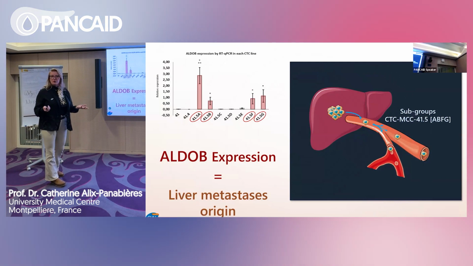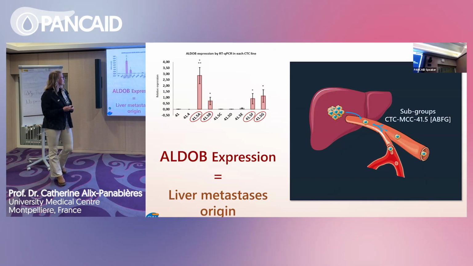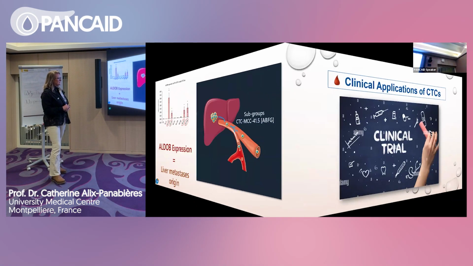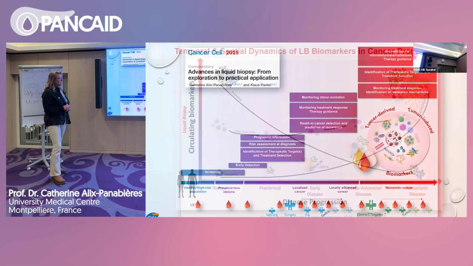So if you have localized cancer patients, you can be sure that if you see these CTCs, you already have dissemination of tumor cells. But if you also have the expression of ALDO-B, you are sure that you have liver metastases. At the end, Klaus already mentioned this slide, so I will go through it.